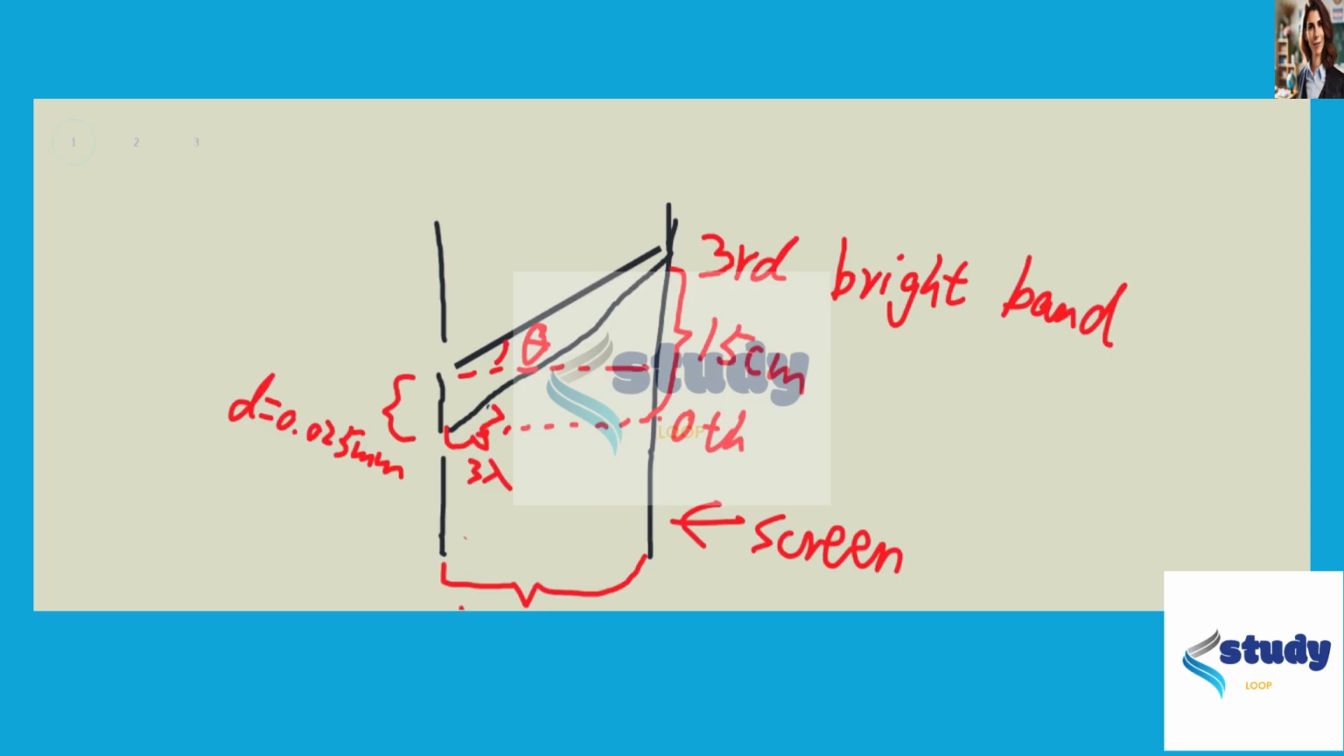Since we're talking about a bright band, it's constructive interference, so the path difference is m lambda. The third one is m equals 3, since it counts from 1 to 3. 0 doesn't count because if you plug in 0, there will be no path difference. So m can be 0, 1, 2, 3, but the smallest number we can start with is 1. So the third bright band has an m value of 3. So 3 lambda is the path difference.